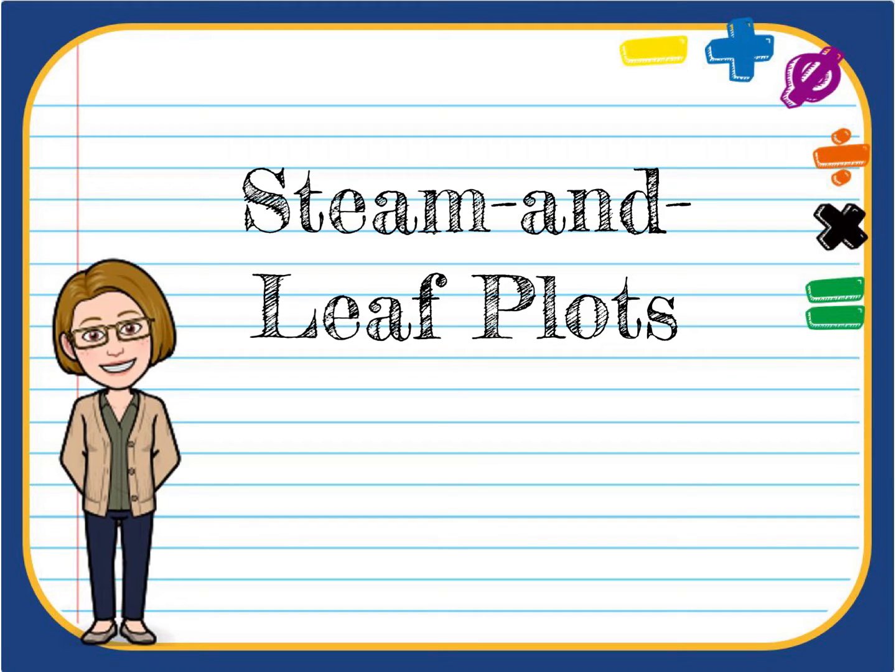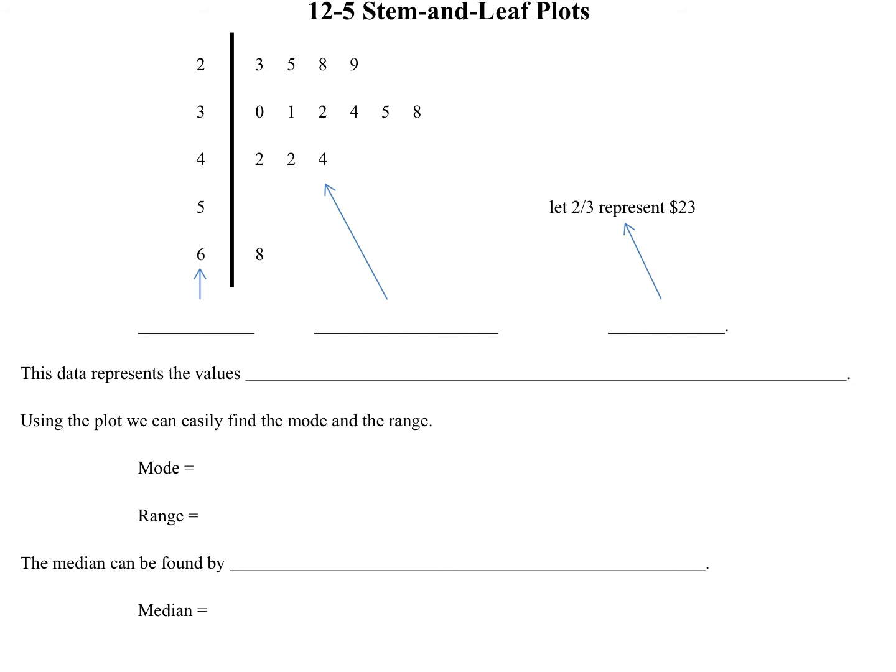So we're going to take a look at something called a stem and leaf plot. A stem and leaf plot has three key components to it. The first part being our stem. Then we have our leaves. And then we have a key that lets us know how to read this particular stem and leaf plot.